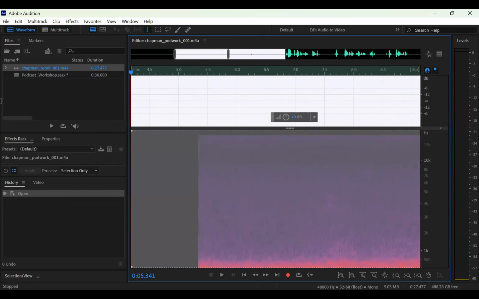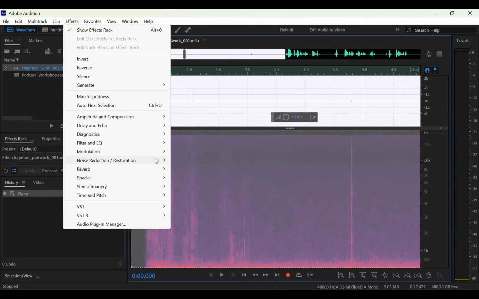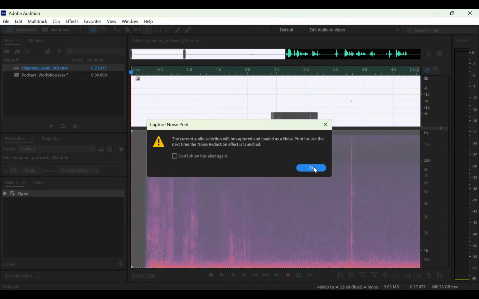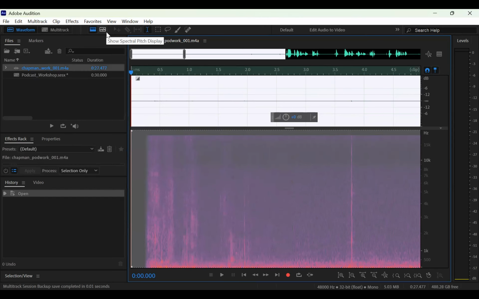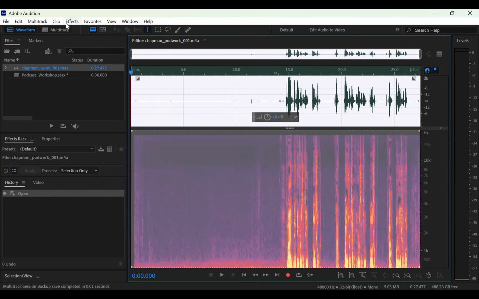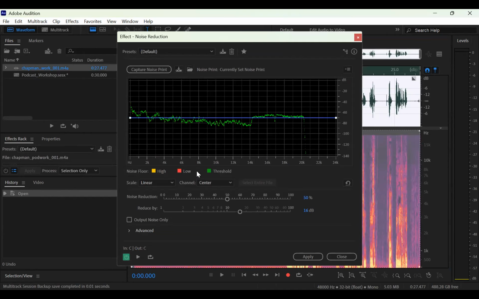I go back to the very beginning, and then I go to Effects, Noise Reduction, Capture Noise Print. Audacity is free and also has this feature. It calls it something slightly different, but it's essentially the same thing. So I capture the noise print, and it says it's going to do that. Then I zoom back out to the entire track, Control A to select the whole track, and go back to Noise Reduction, and then the Noise Reduction process. Now I'm going to play it back.